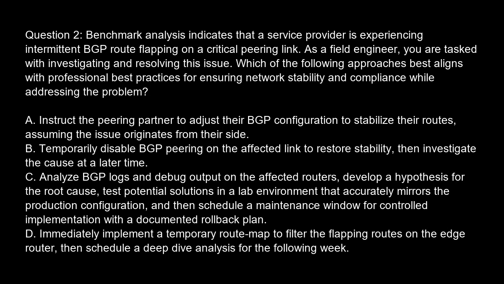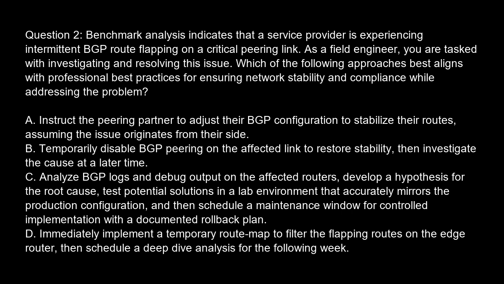Question 2. Benchmark analysis indicates that a service provider is experiencing intermittent BGP route flapping on a critical peering link. As a field engineer, you are tasked with investigating and resolving this issue. Which of the following approaches best aligns with professional best practices for ensuring network stability and compliance while addressing the problem? Option A. Instruct the peering partner to adjust their BGP configuration to stabilize their routes, assuming the issue originates from their side. Option B. Temporarily disable BGP peering on the affected link to restore stability, then investigate the cause at a later time.